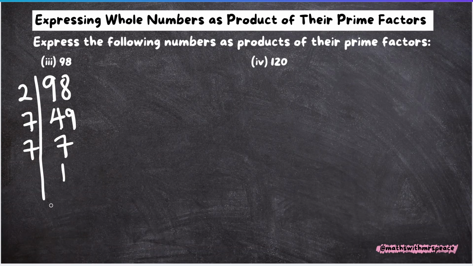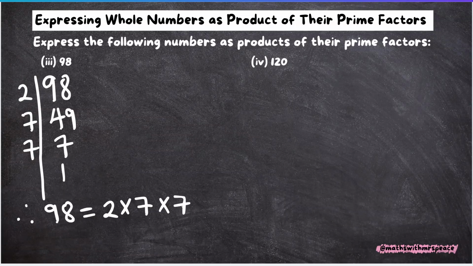So let's express 98 as a product of its prime factors here. We're going to say, so therefore 98 is equal to 2 times 7 times 7. And you can always check to see if your answer is correct. 2 times 7 will give you 14, and 14 times 7 will give you 98.